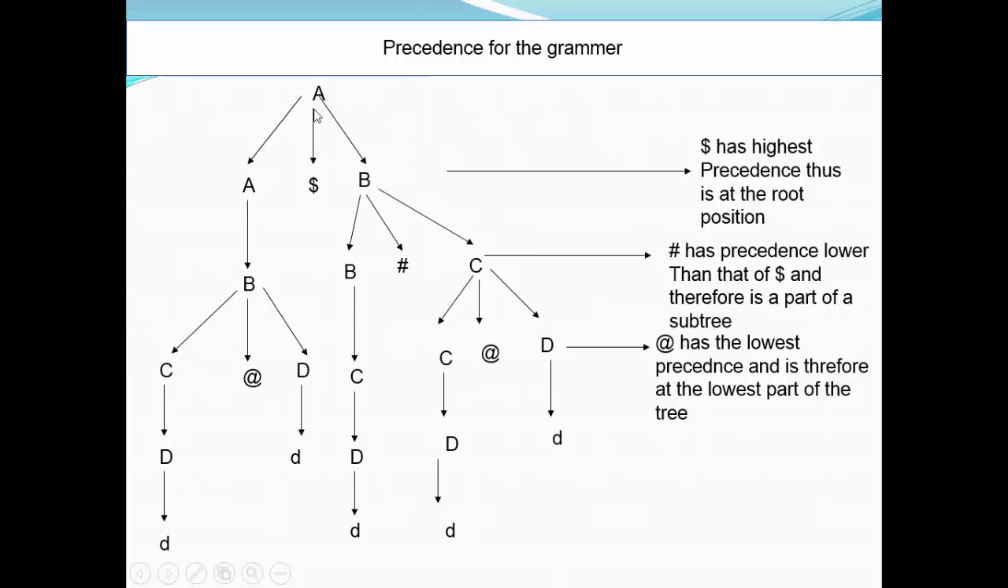And dollar is converted to A dollar B. Dollar has the highest precedence, thus it is at the root position. And now see for the hash. Hash has precedence lower than dollar and therefore is a part of the subtree. And what is meant by at the rate? At the rate is the lowest precedence and is there at the lowest part of the tree. Now by this we have completed the precedence of the grammar.